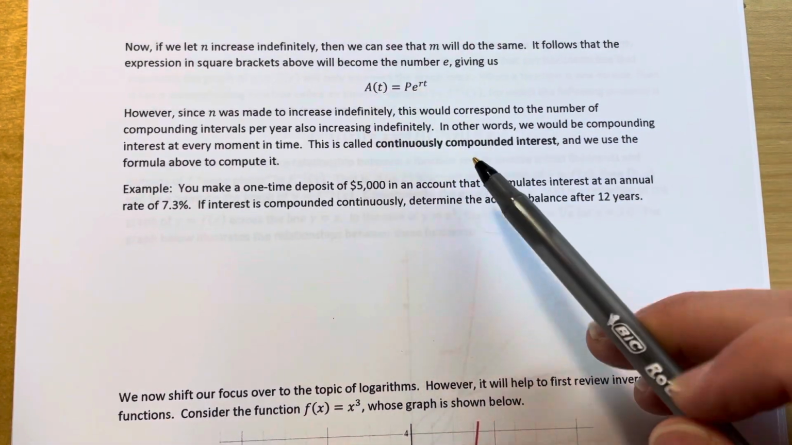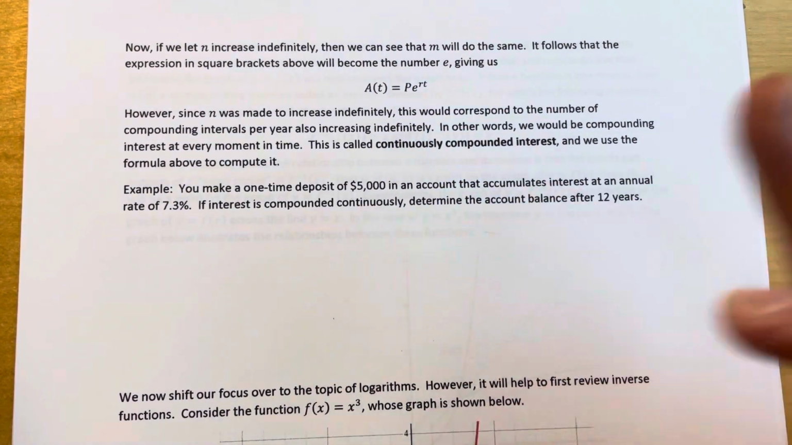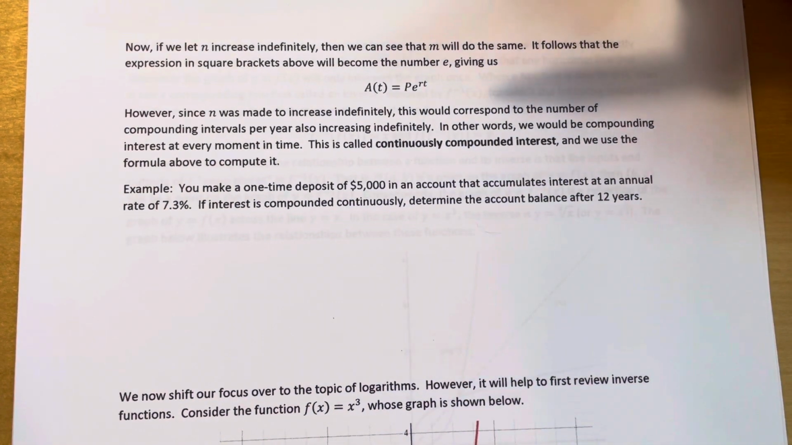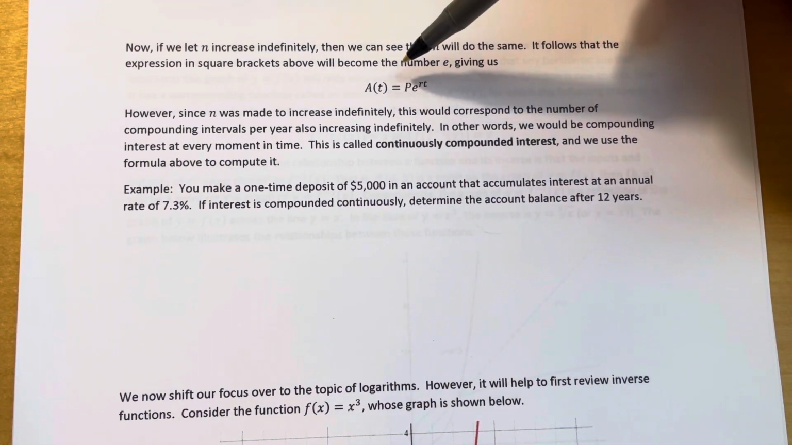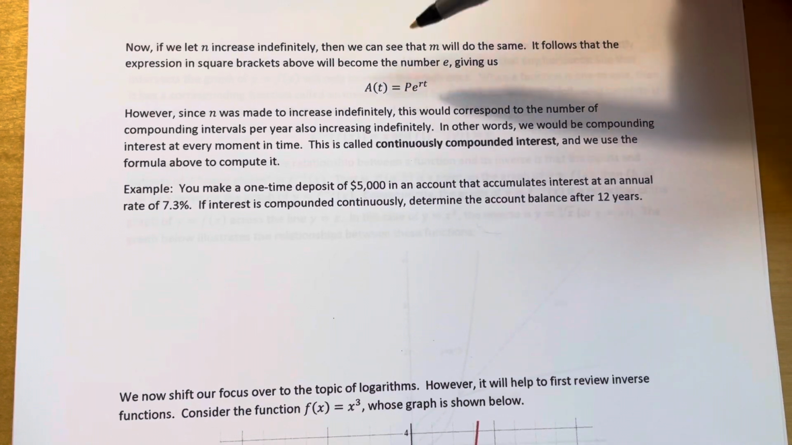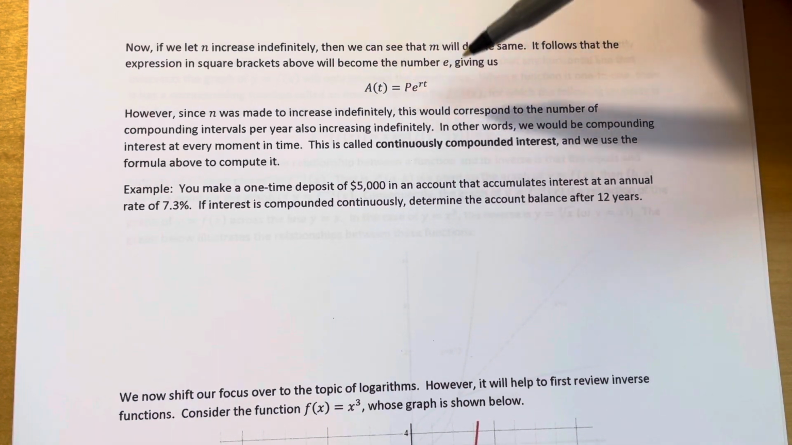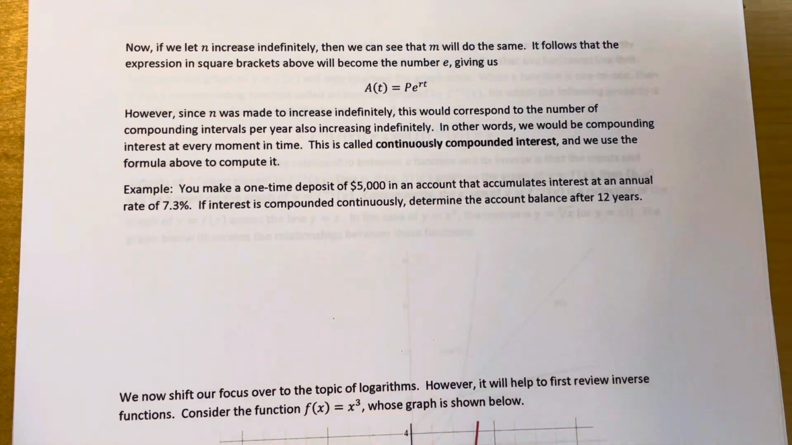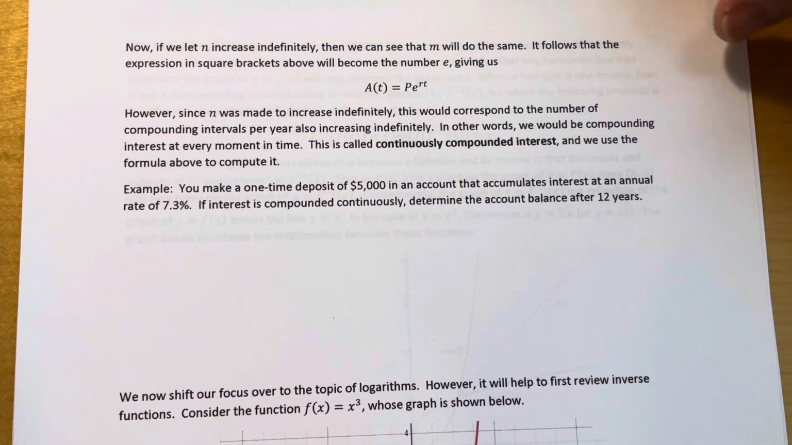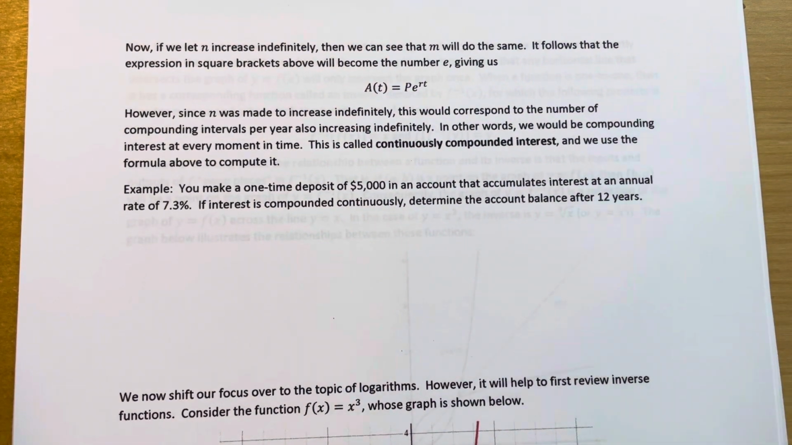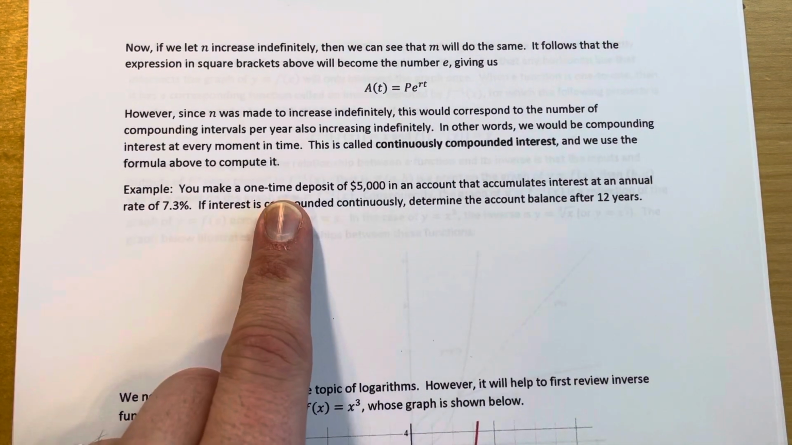P e to the rt. A simpler looking function, but what it represents is the account balance after t years with a principal of P of an account that continuously compounds interest. It compounds at every instant in time. So this is a fairly easy formula to use, and we're going to do an example where we use it. So let's come down here.